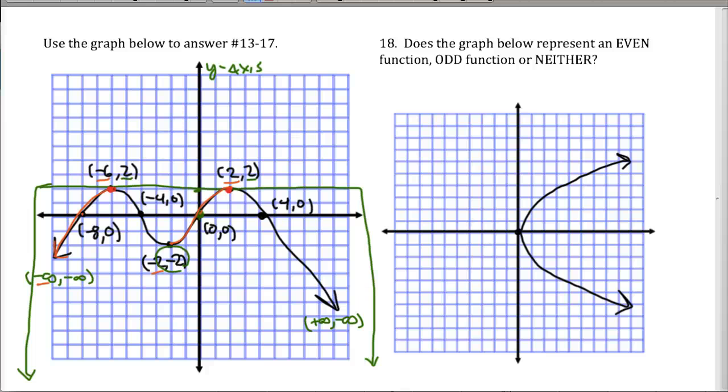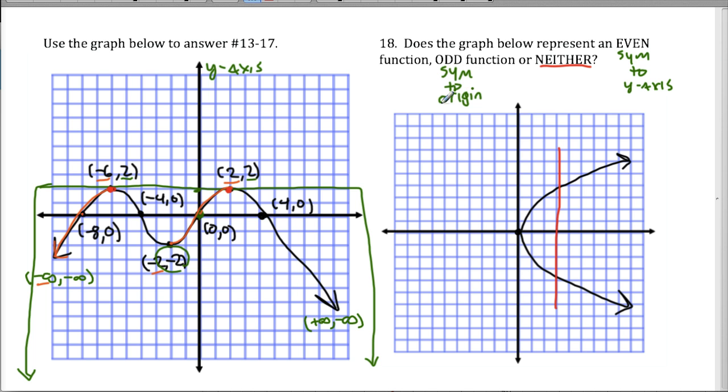Okay, working over here, number 18, does the graph below represent an even function, odd function, or neither? Number 18, right away as I look at this, first of all, it fails the vertical line test, so it's not even a function, so that's how I would know it would be neither. Another way to tell that is because I know that when a function is even, it's symmetric to the y-axis, and when a function is odd, it's symmetric to the origin, right?